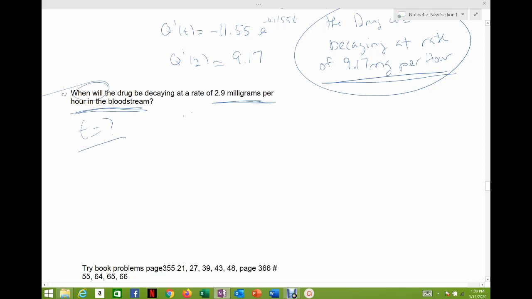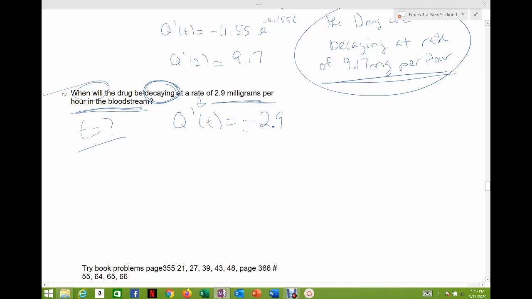Alright, so this time we're given the rate. So we're given the derivative, right? The derivative is my rate. We specifically want the rate to equal 2.9. And what I have to remember about my 2.9 is it's decaying, right? I'm losing 2.9 milligrams per hour. So the speed is going down, and I've got to remember that negative when it's a decaying case.